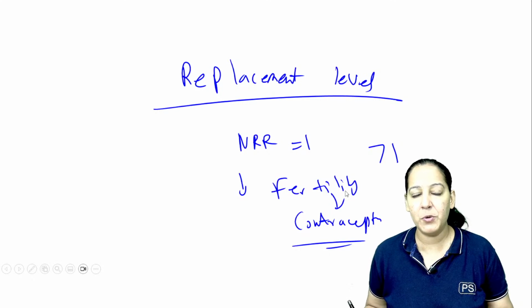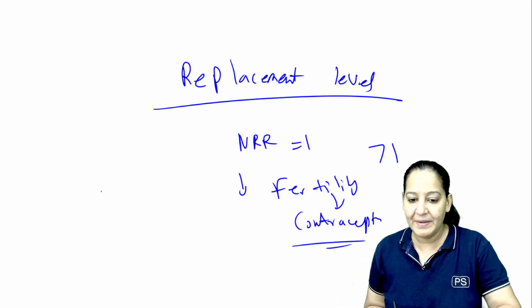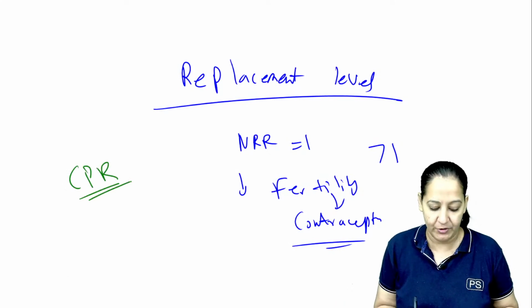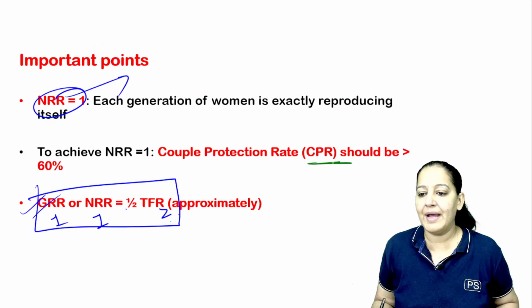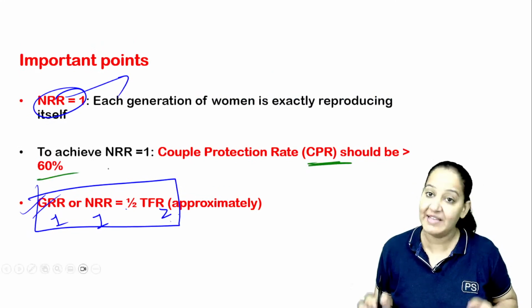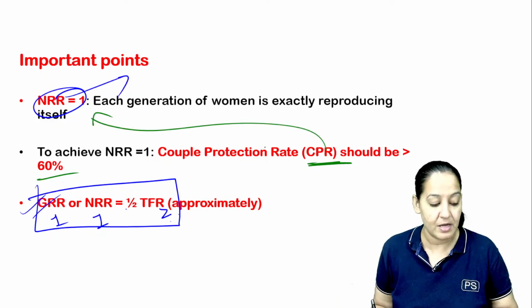So the four most common contraceptive methods are considered standard. Let me tell you about the couple protection rate. I want to explain this line: if you want NRR 1, you have to make the couple protection rate 60%. Then only NRR will become 1. For that, you have to understand what the couple protection rate is.